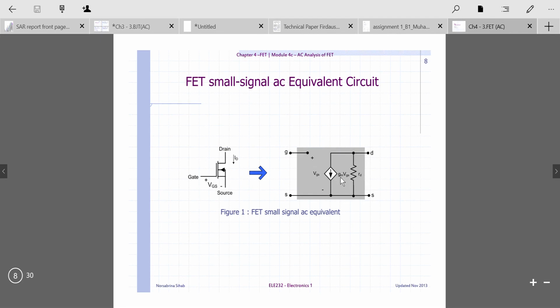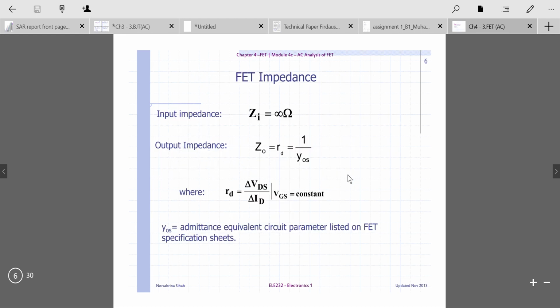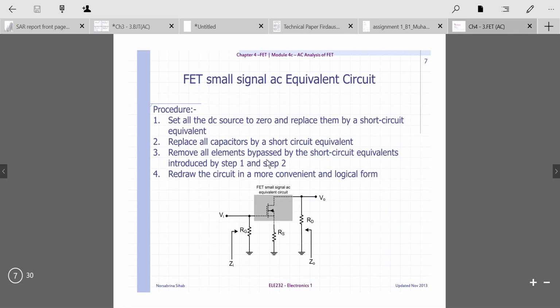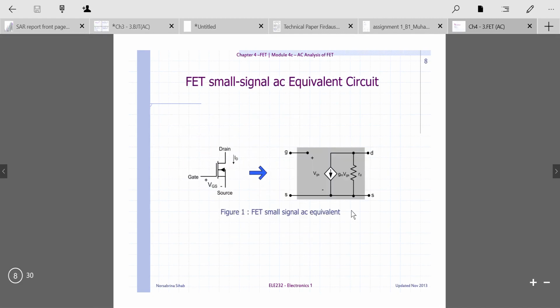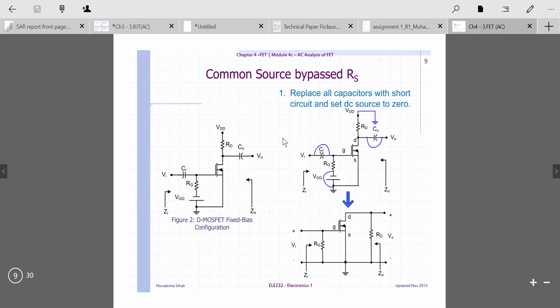VGS, gm VGS. The current here is gm VGS, and also you have rd. I already mentioned that rd is equal to 1 over yos. That is your output. So here you can see Zout is coming from this side and Zin is coming from this side. Normally the value of RG is very high. That is why Zin is approximately equal to infinity. So here are the symbols.